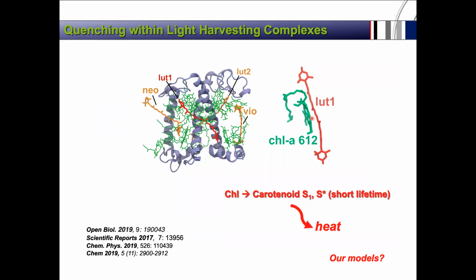In the literature, there is a special pair proposed to be the site of quenching. The pair is the chlorophyll A612 and the lutein 1 in this area here of the light harvesting complex. So instead of having chlorophyll energy transfer under light harvesting conditions, we have a chlorophyll to carotenoid energy transfer, to the carotenoid singlet short-lived states, so the energy is dissipated as heat. So how are our models doing on this basis?